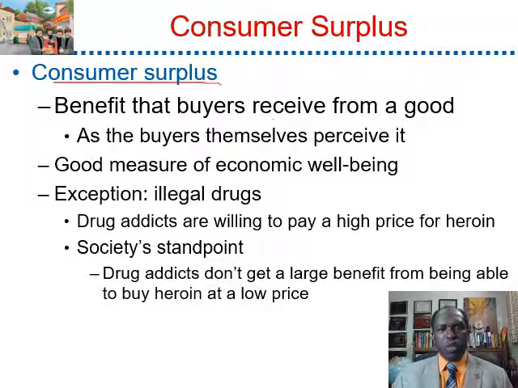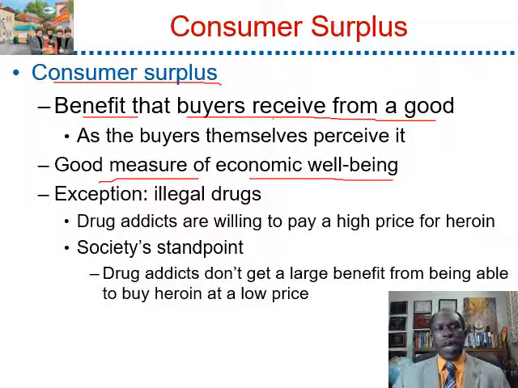The consumer surplus is the benefit that buyers receive from the good. It's a good measure of economic well-being, except for illegal drugs. Drug addicts are willing to pay a higher price for heroin.